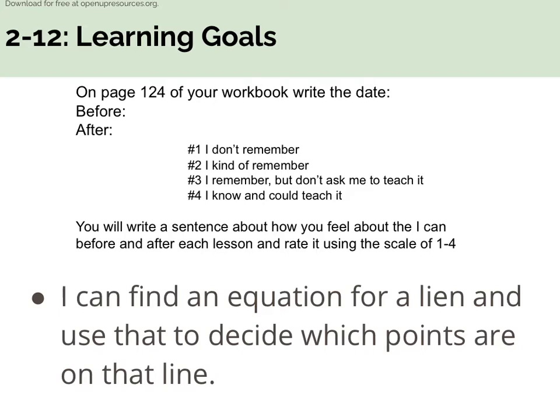a number 1 through 4. 1, I don't know what you're talking about. 2, I kind of got it. 3, I did get it. And then 4, I can teach it to my friend. So give your sentence and a number.